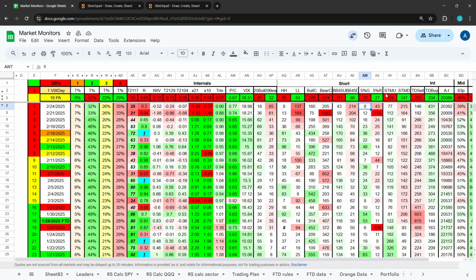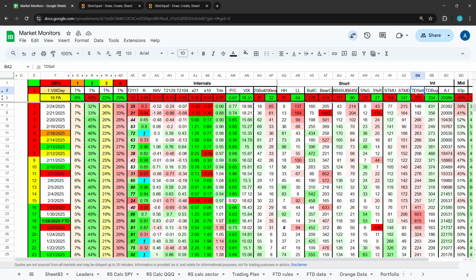Okay, and then STMU and STMD. It's basically the number of stocks that have their 7-day exponential moving average crossing the 21-day moving average. So STMU, that basically means the 7 has crossed above the 21, and STMD, the 7 has crossed below the 21.